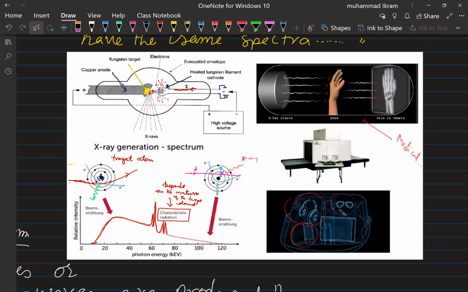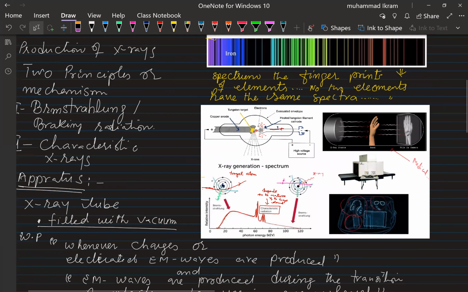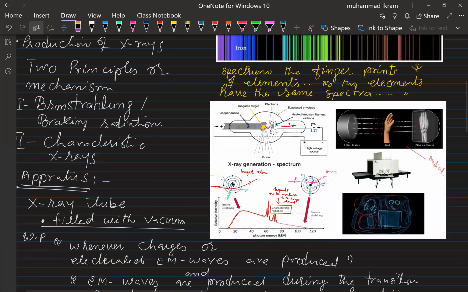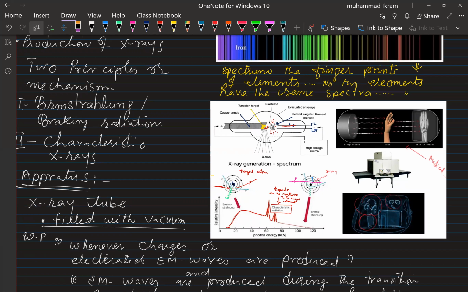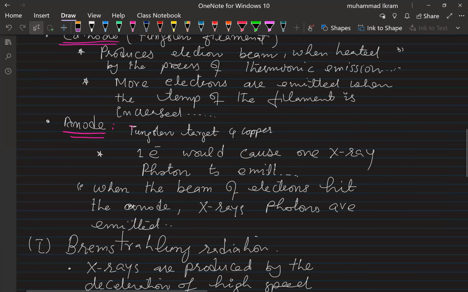There are a lot of applications. For example, X-rays can also be used to detect cracks, just like in a tennis ball. So at least in every field of life we use X-rays.